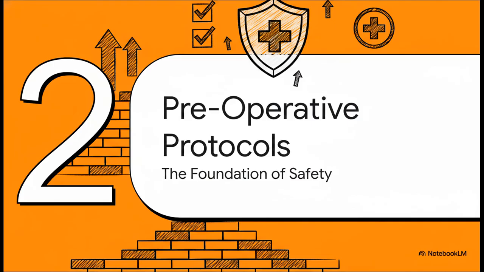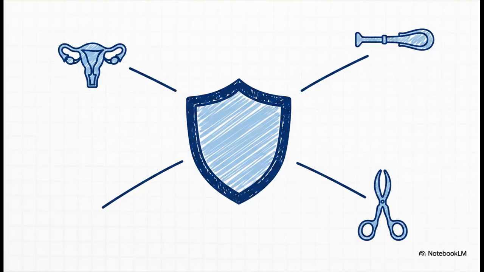Okay, so now that we get the what, let's move on to the how. And we're going to start with the most critical part. Before you even think about the procedure, you have to think about safety. These pre-operative protocols are the absolute foundation for every single vaginal operative procedure in obstetrics. And I really want to drive this point home. What we're about to cover isn't just for D&E. This is your universal checklist. If you master this once, you've got the basis for safe practice across the board.